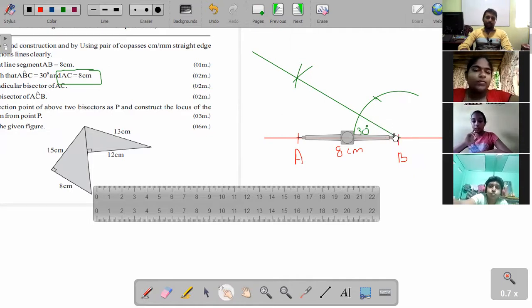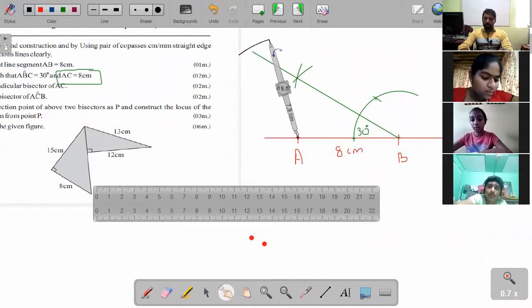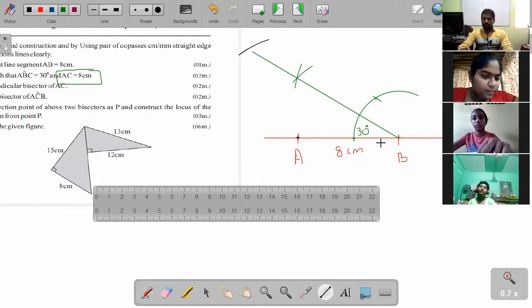Point C should lie on this green color line, no? So what is the correct position? How do you find it? You have to find this intersecting point. We have to produce this line, as it is not a suitable length. That's the correct position of C. That's the point C.